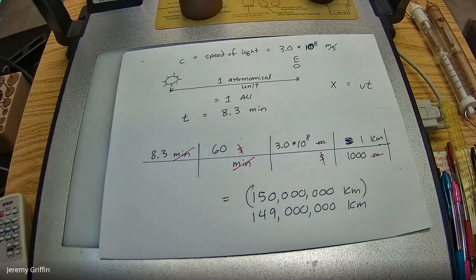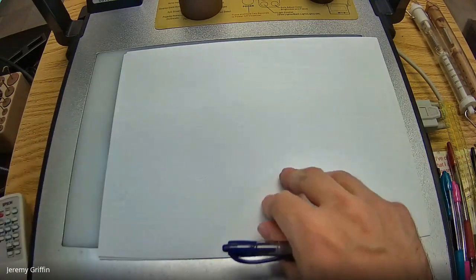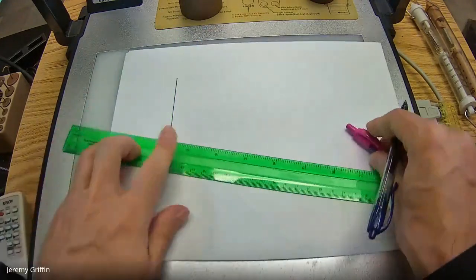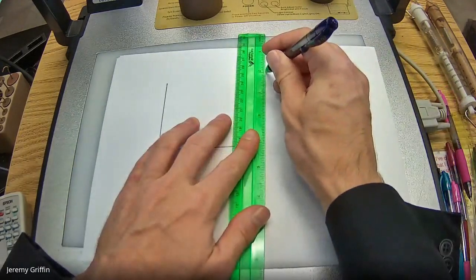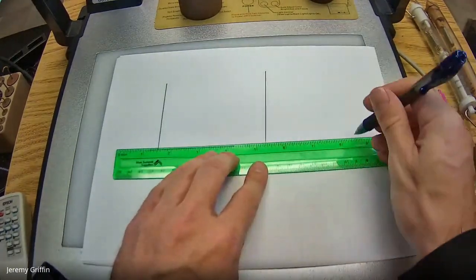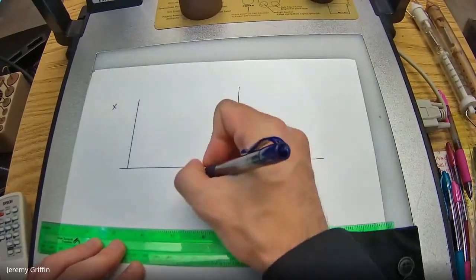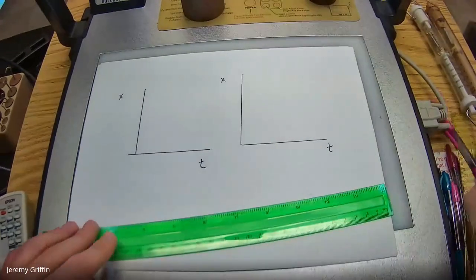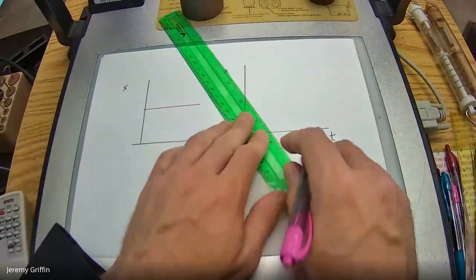Let's see. How about this? Let's interpret some graphs. I'm going to put a couple of graphs side by side. I want you guys to tell me which one is possible and which one is impossible. We're going to interpret these. Now, these are both going to be position versus time. But the one on the left is going to be a horizontal line, and the one on the right is going to be a vertical line.